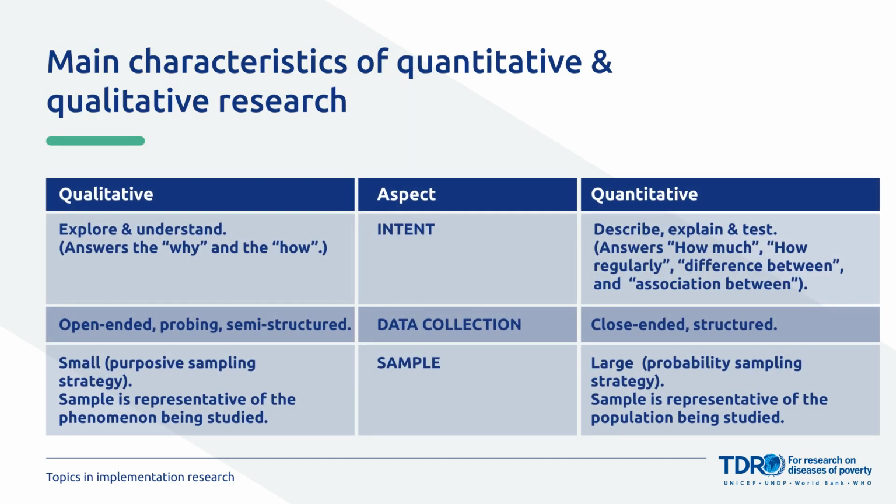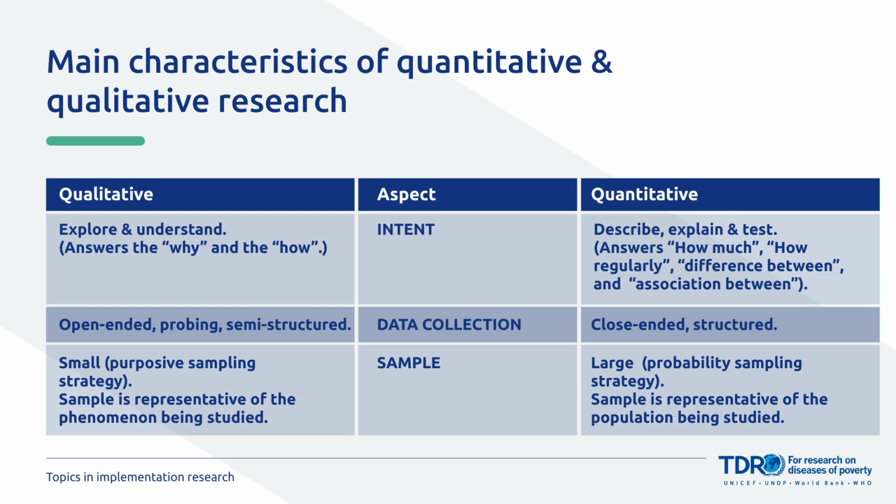Quantitative research follows a systematic and robust approach for collecting information, using it to describe, explain, predict, or control a phenomenon, event, or disease. Quantitative research primarily answers three types of research questions, including descriptive questions such as how much and how regularly, comparative questions such as what is the difference between, and relationship-based questions describing the relation or association between groups or variables.